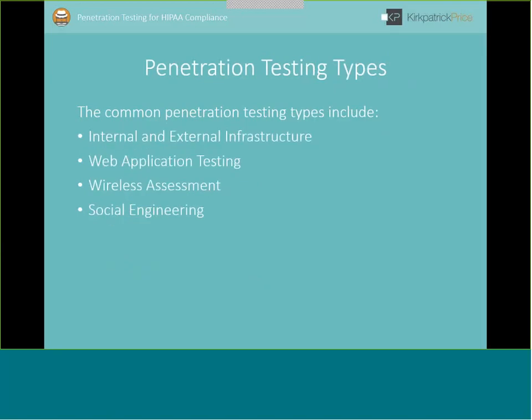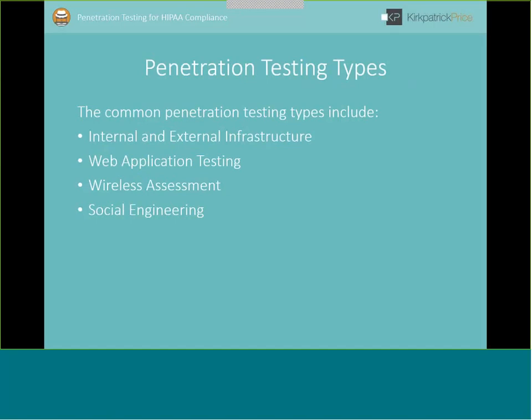So I won't talk a lot here. This is just basically the common types of penetration testing that you'll see. Internal and external infrastructure testing, as the name suggests, looks at workstations, servers, networking devices such as firewalls, printers, IP cameras, those sorts of things, and tries to identify vulnerabilities and weaknesses in those systems that can be leveraged by an attacker.